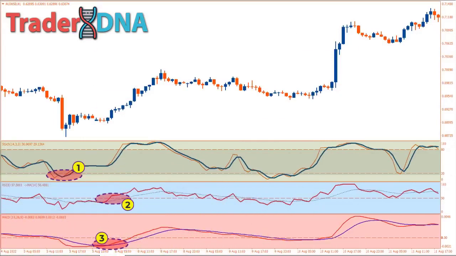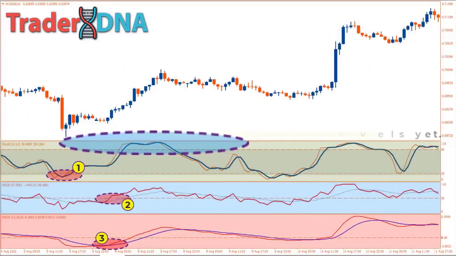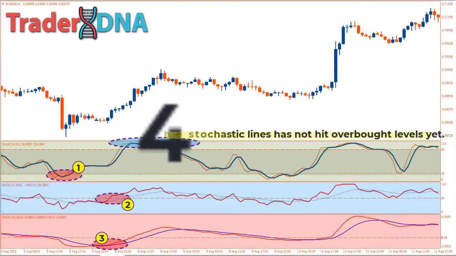You have to make sure the MACD line crosses above the signal line. Step 4. Ensure that both of the stochastic lines have not hit overbought levels yet. Step 5. Take a buy or long position.